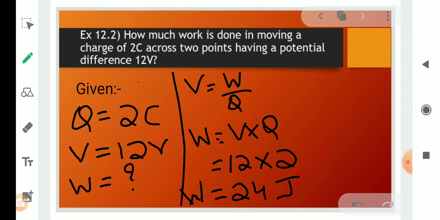In the next class, let us study Ohm's law, which depends on electric current I and electric potential V. And let us study about resistance also in the next class.